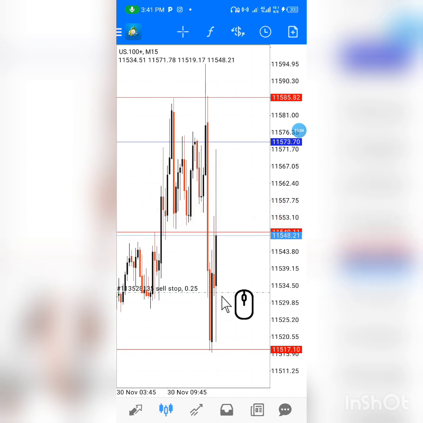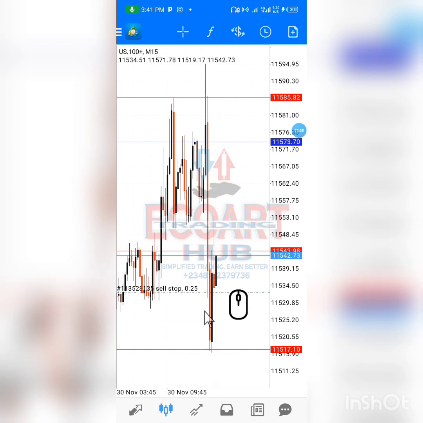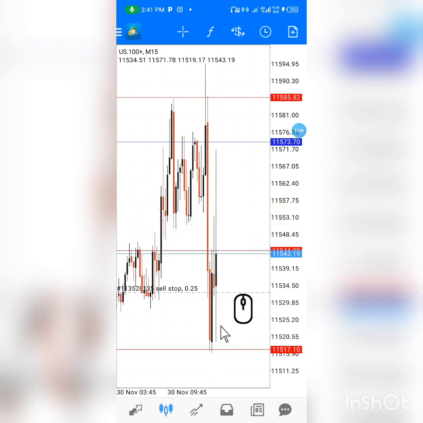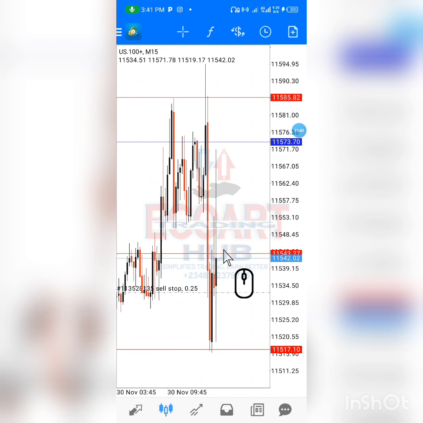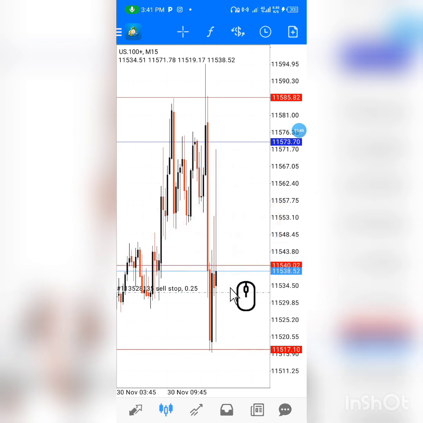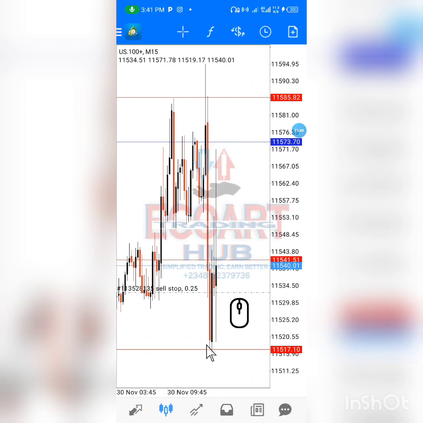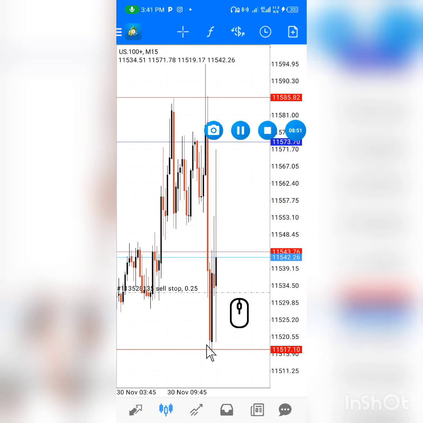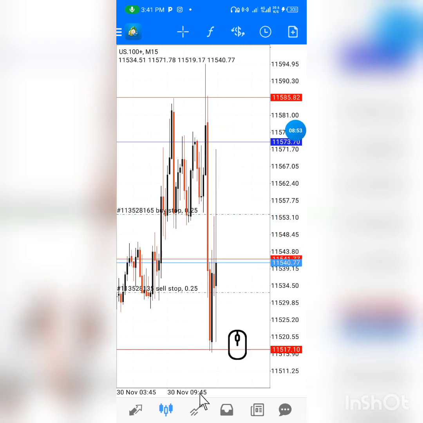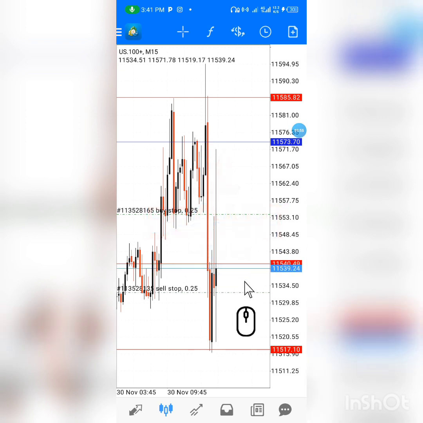So that's how to place your buy stop and your sell stop. We'll make a video on how to place buy limits and sell limits because they're the opposites of this. So this is how to place your pending order.